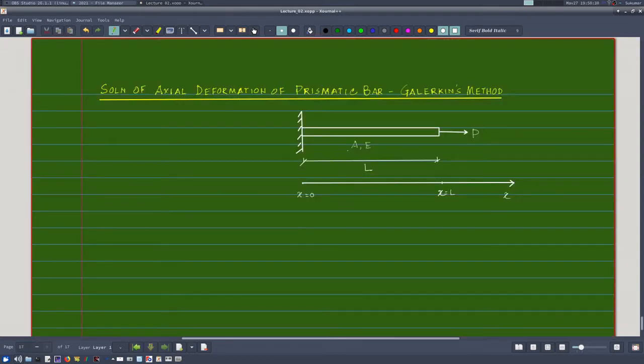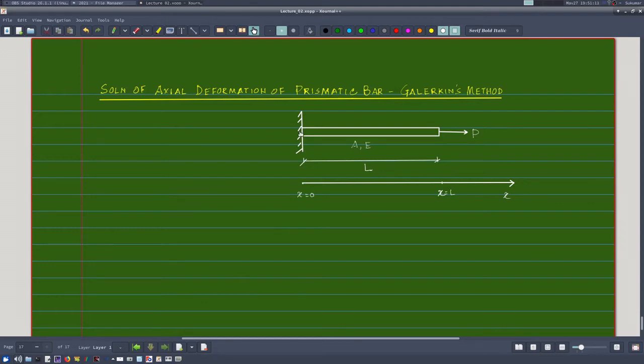So let us take up this prismatic axially loaded bar. It has a constant cross section of A, and it is a homogeneous bar with a Young's modulus of E. It has a load at the end, which is a tensile or positive load at the end. Its value is P, and the length of the bar is L, and at the left end the bar is fixed, so that the deformation at this point is 0.